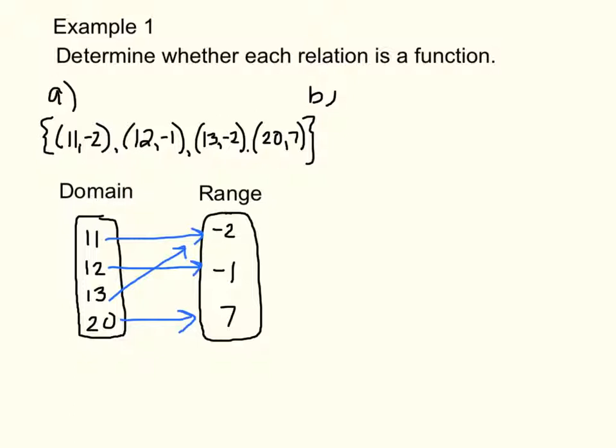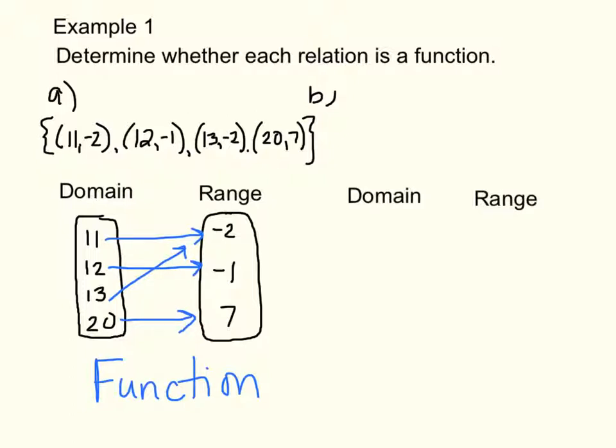So this is where it gets a little complicated because you may think, oh, this is not a function. Remember, a function is where you have only one output for every input. Now, how many outputs does 11 have? Only one. How many outputs does 12 have? Only one. How many outputs does 13 have? Only one. How many outputs does 20 have? Only one. Therefore, there is no value in the domain that corresponds to more than one value in the range. So this example is a function.